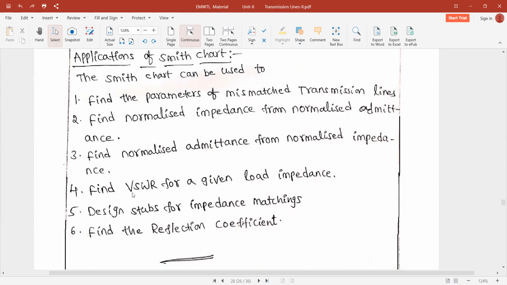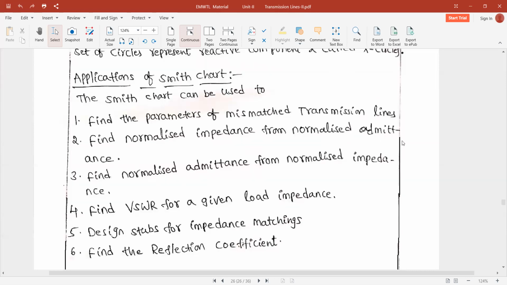You can also find the voltage standing wave ratio for a given load impedance. The fifth one is designing stubs for impedance matching, and finally finding the reflection coefficient. So all six applications can be done in the Smith chart: finding the parameters of mismatched transmission lines, impedance and admittance, voltage standing wave ratio, the design of stubs, and the reflection coefficient.